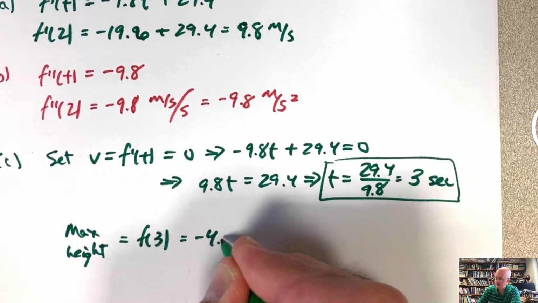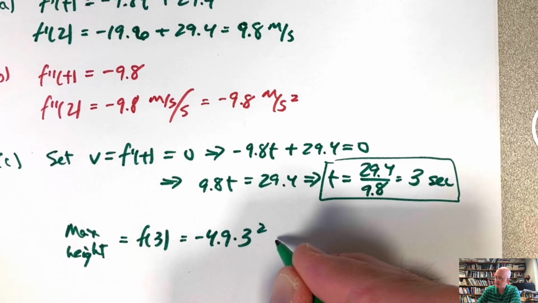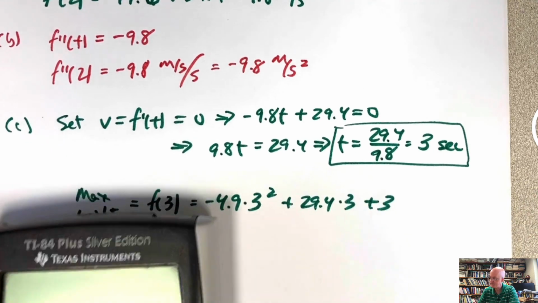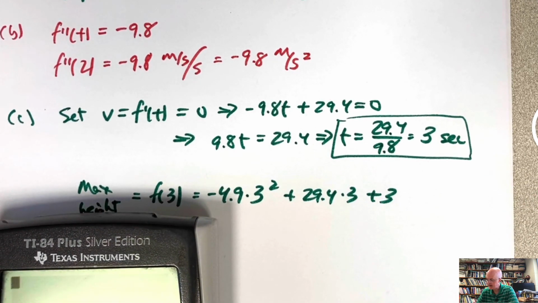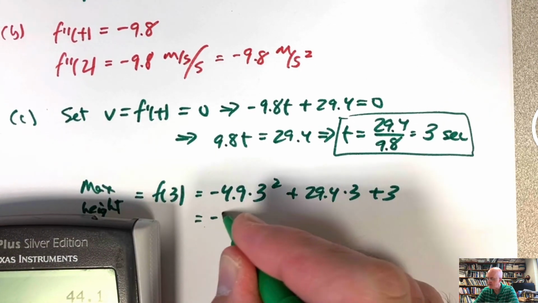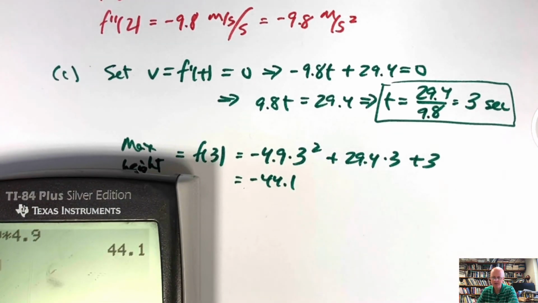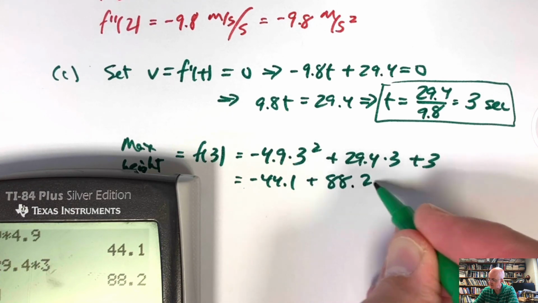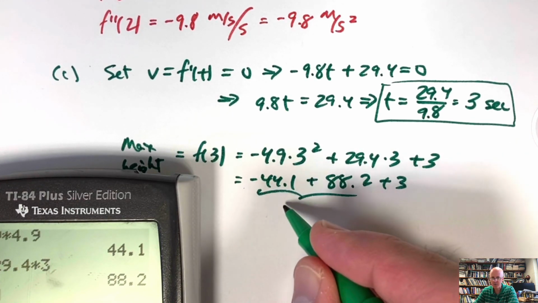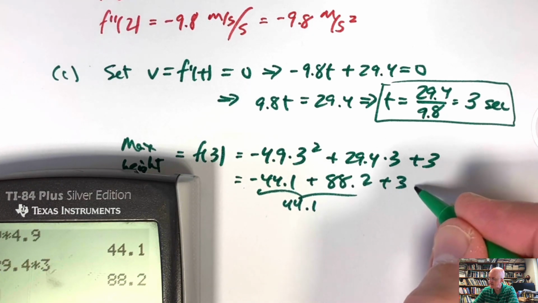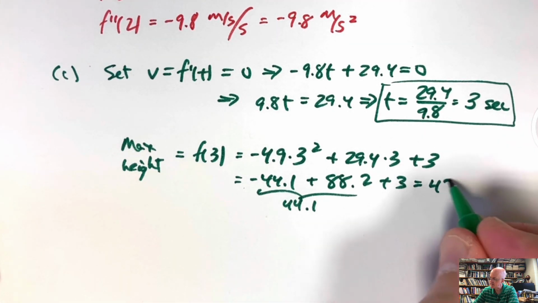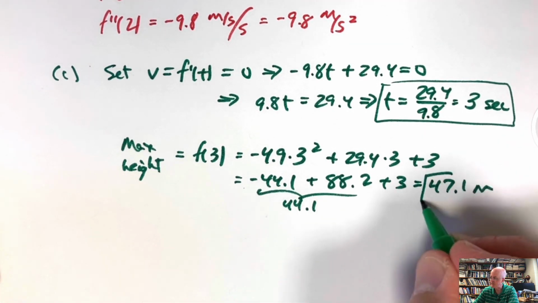So do negative 4.9 times 3 squared plus 29.4 times 3 plus 3. 3 squared is 9. 9 times 4.9 is 44.1. This is negative 44.1. 29.4 times 3 is 88.2. These combine to give you positive 44.1. Add 3. That looks like the final answer for the maximum height is 47.1. That would be in meters. There you go. There's the maximum height.